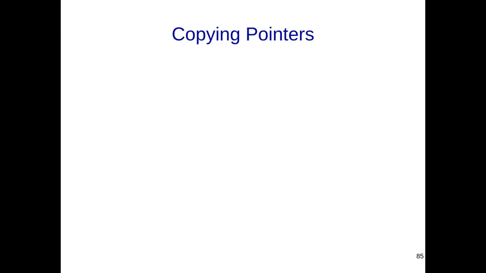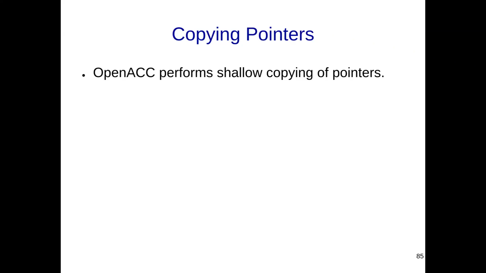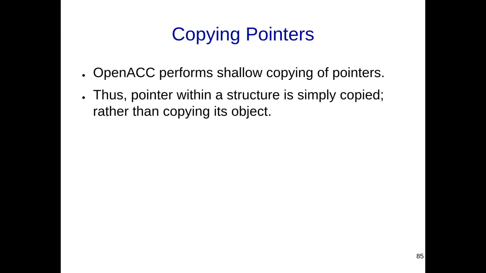So that seems to be desirable in general, but that doesn't happen, at least in the PGCC compiler. So I'll show you this pictorially for the benefit of everybody who doesn't understand it fully, right? OpenACC performs shallow copying of pointers, and that means that the pointer within a structure is only copied. Structures you can copy arbitrarily, there is no problem.